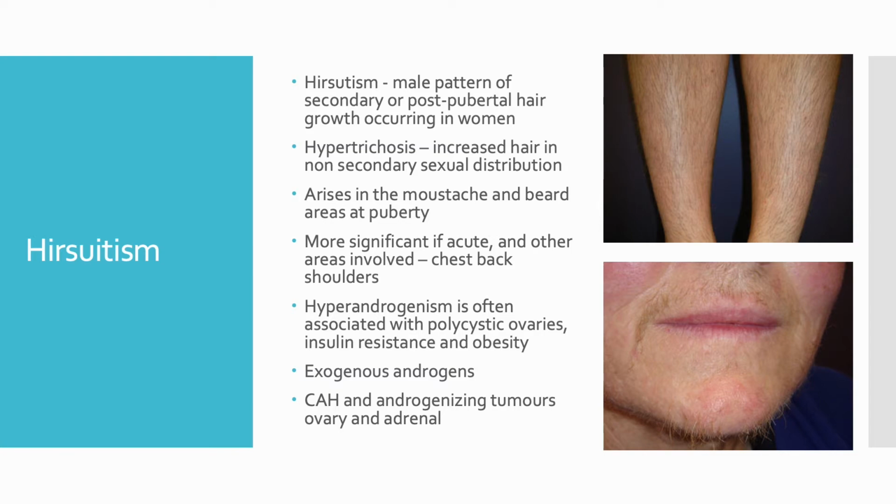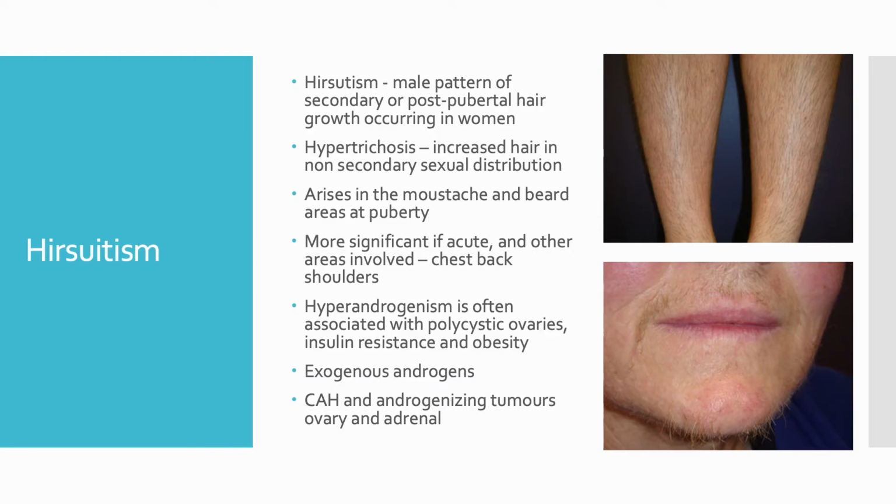So in women, hirsutism most commonly arises in the moustache and beard area at puberty. It tends to be more significant and particularly might point to more serious underlying disorders if it occurs acutely, and other areas are involved, such as the chest, back, and shoulders.